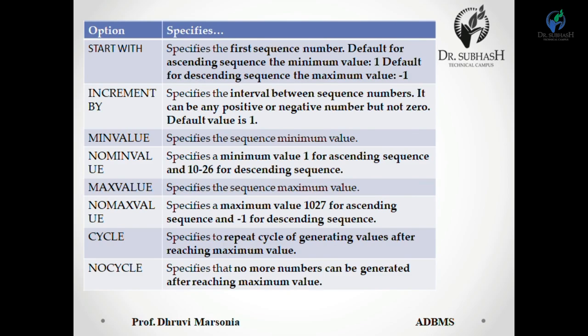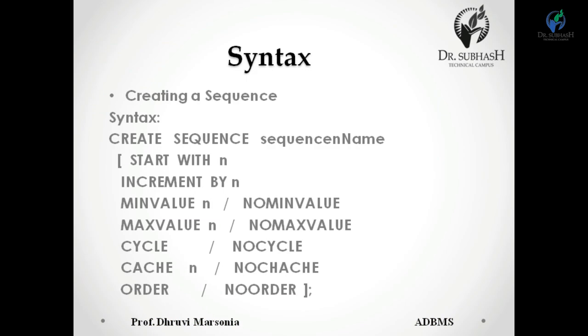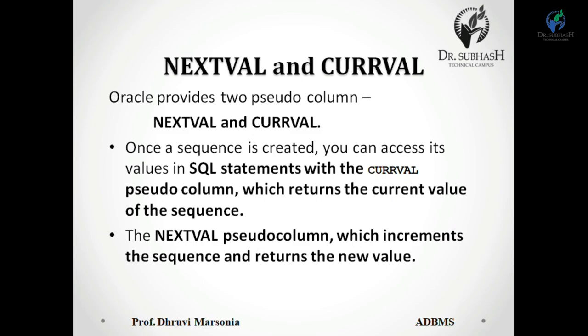So these are the specifications within our syntax of the sequence: start with, increment, minimum, maximum, cycle, cache, order, no order. For using a sequence in our table, we have two pseudo columns, nextval and currval. They are provided by Oracle itself.